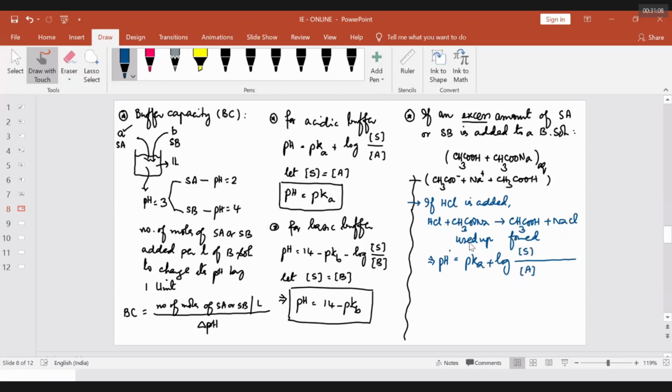No, no, sir. Because of addition of excess amount of HCl, the concentration of salt is decreased because it is used up. Right? If HCl is added, how many moles added? A moles per liter added. Suppose. Then what happens? Concentration of salt is used up. As many moles of HCl, so many will be used up, minus A. And acetic acid is formed, plus A. Yes. This is the formula.